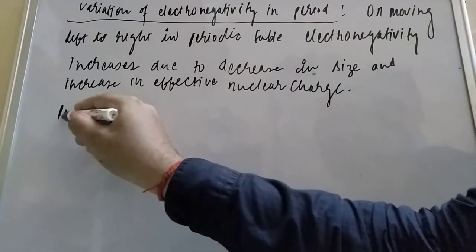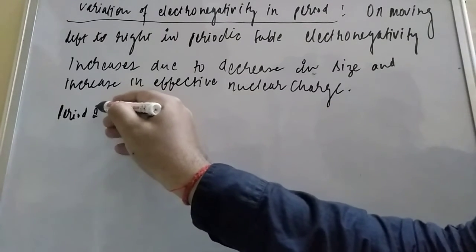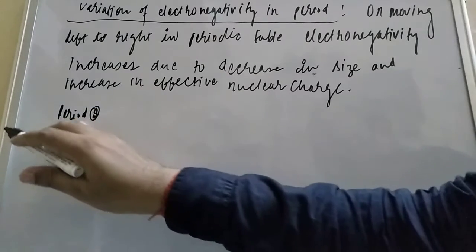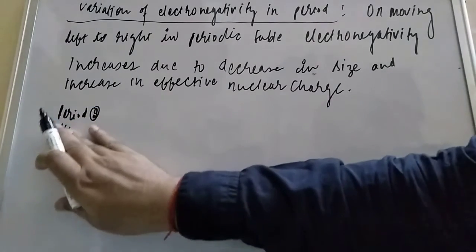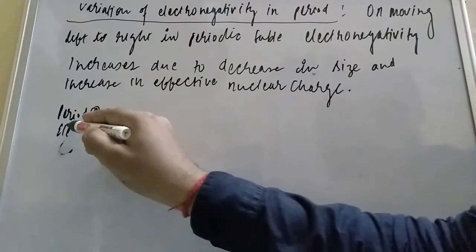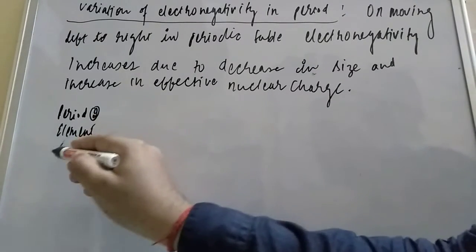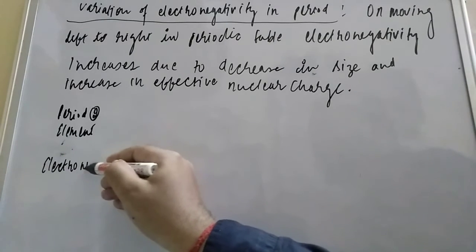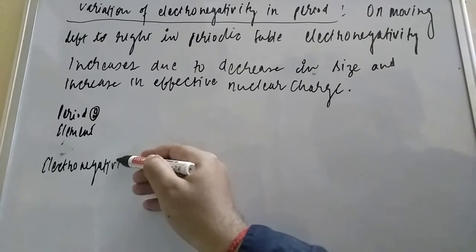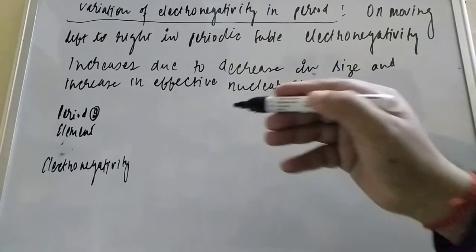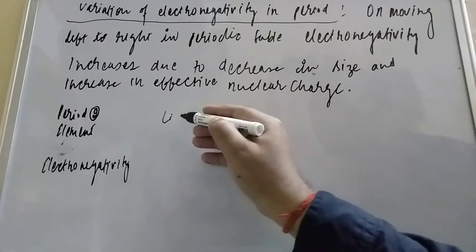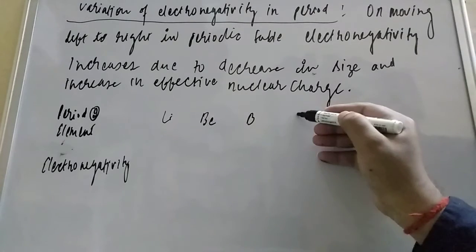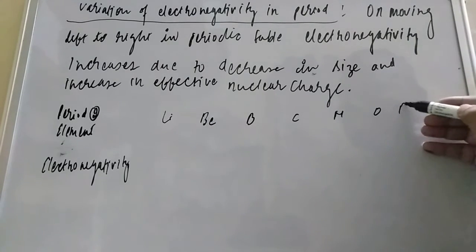So suppose I am taking period number 2 elements, and in another column, what will we write, student? We will write the value. So period 2 elements, and the next column is electronegativity. So what are the period 2 elements, student? This is lithium. Then what will come? This is beryllium, boron, carbon, nitrogen, oxygen, fluorine.